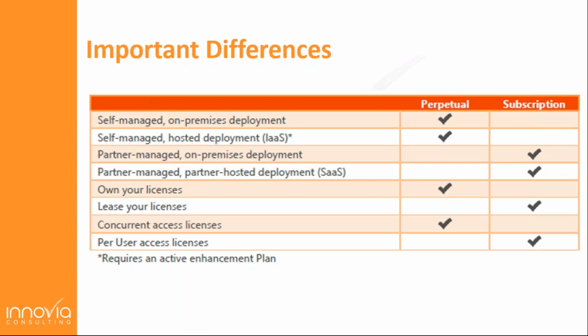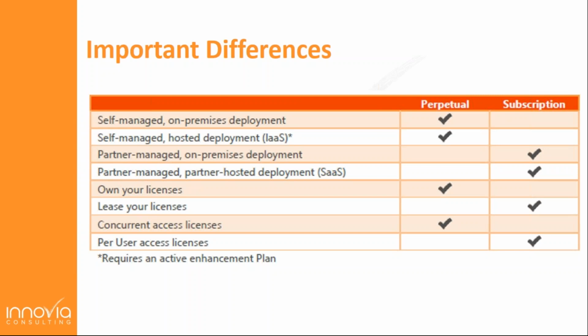And essentially, you will see that there's another asterisk here. If you want to do self-managed hosted, so you're going to host it not with your partner, not with Microsoft, but anywhere else, it's required that you have an active enhancement plan. That's something that not a lot of people know, although it's called out clearly in the licensing guide. It is included just in the fine print, so maybe that's why people don't get it. But that's an important consideration: if you're going to host it somewhere, that you be current on maintenance.